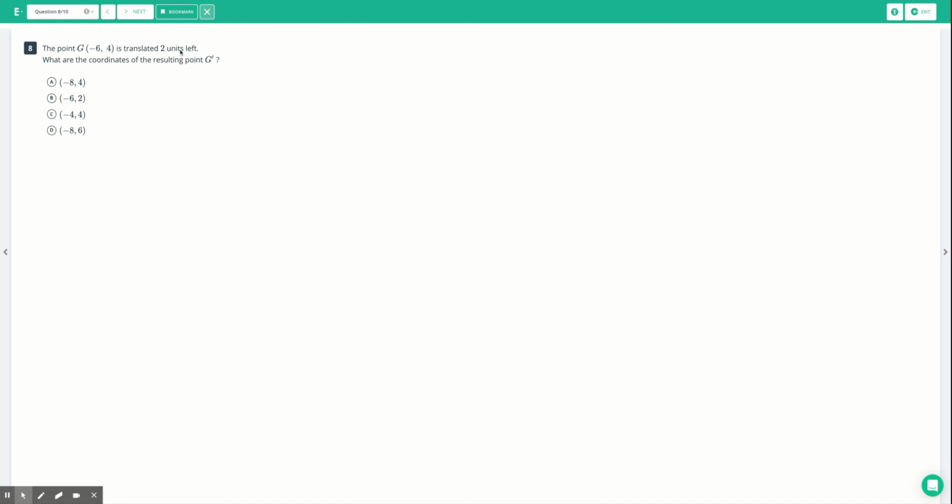Next, point G is (-6, 4). It's translated 2 units left, so that's -2 for the x value. What are the coordinates of the resulting G prime? I'm going to subtract 2 from -6, which gives me -8.